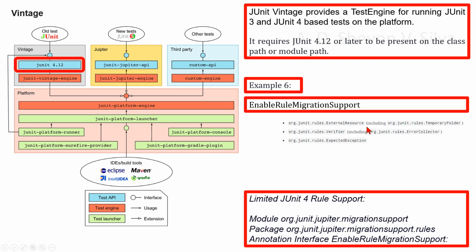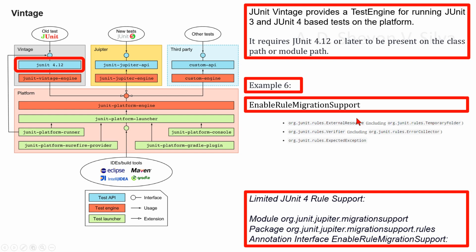org.junit.rules.ExternalResource, including org.junit.rules.TemporaryFolder. org.junit.rules.Verifier, including org.junit.rules.ErrorCollector, and org.junit.rules.ExpectedException. As in JUnit 4, rule-annotated fields as well as methods are supported. By using these class-level extensions on the test class, such rule implementations in legacy code bases can be left unchanged, including the JUnit 4 rule import statement.